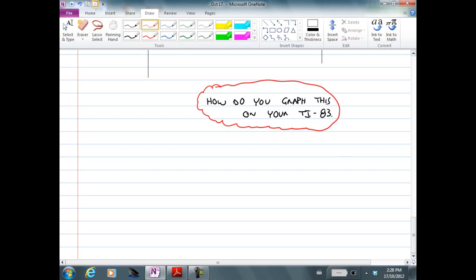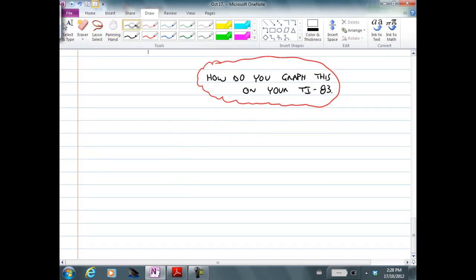I'm going to show you how to graph this on your TI-83. I'm going to get you to graph y equals 2x cubed plus 10x squared minus 2x minus 10. They're going to say, use your graphing calculator, draw a rough sketch.